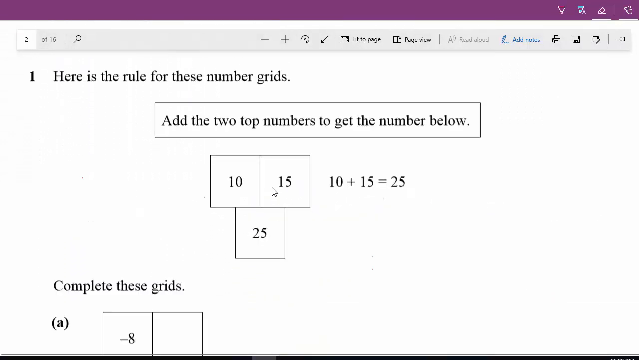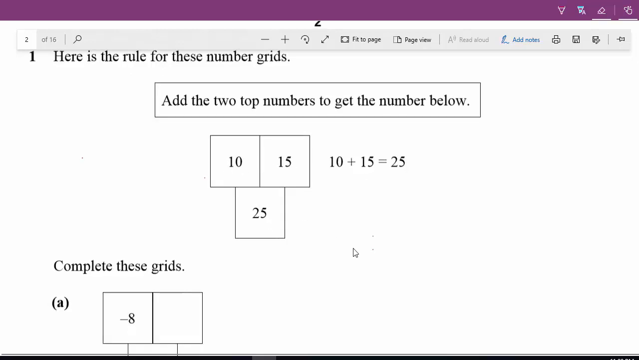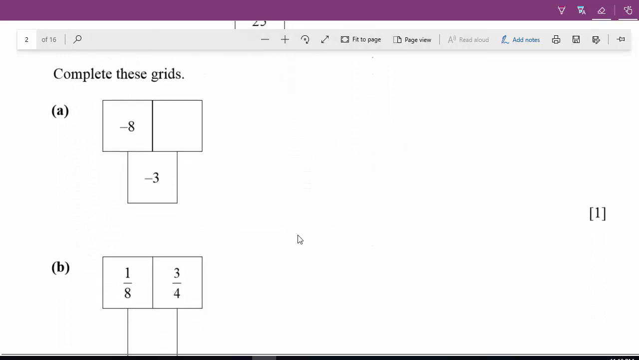Question 1. Here is the rule for these number grids. The first one is just like an example. 10 plus 15 is equal to 25. The question gives you this piece of information: add two top numbers to get the number below. 10 plus 15 is 25. So let's follow this procedure for part A.